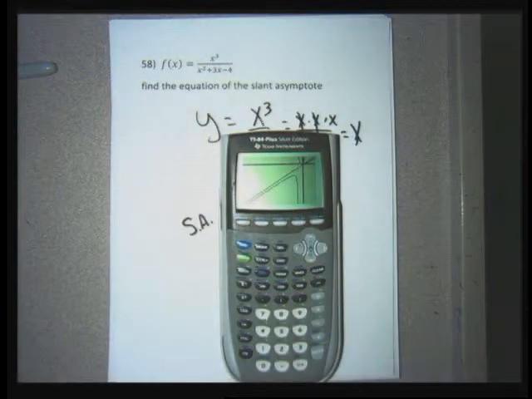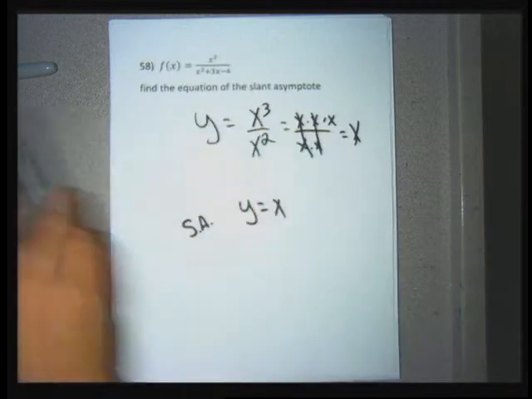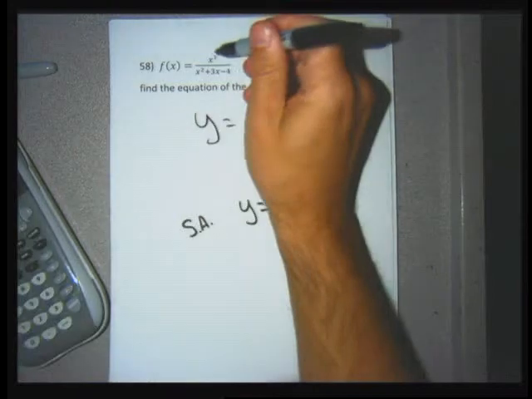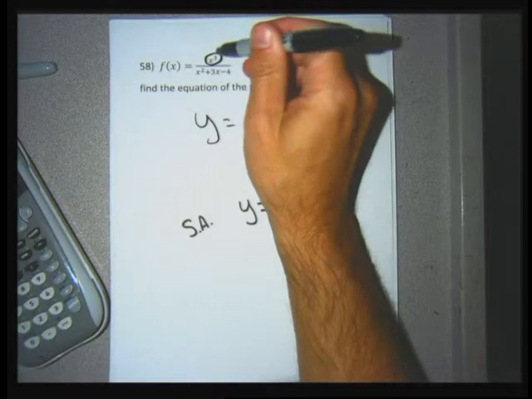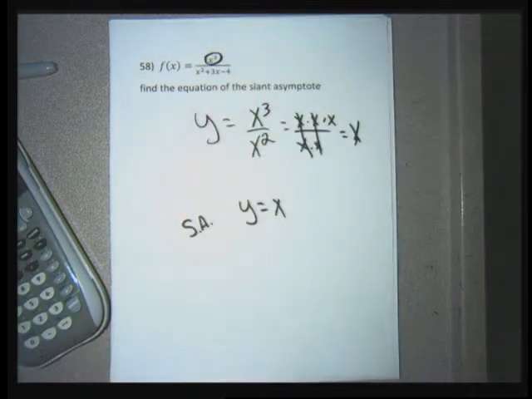And so the slant asymptote is a diagonal line that the graph gets attracted to. You get it when the power of x in the numerator that's biggest is 1 bigger than the highest power of x in the denominator. Hey, that's the whole thing.